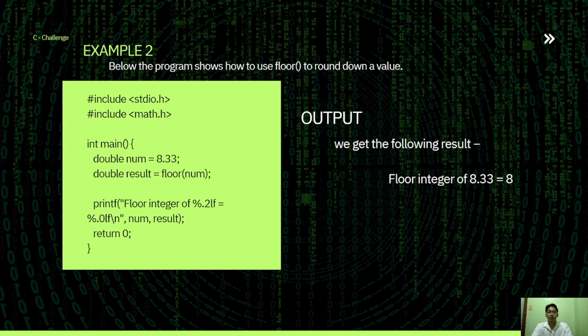Below, the program shows how to use floor to round down a value. So let's round down. The example here is double num is 8.33, and double result. When we run this in the compiler, we get the result: floor integer of 8.33 equals 8, because the rounded down value of 8.33 is 8.